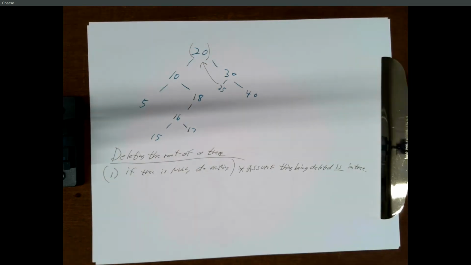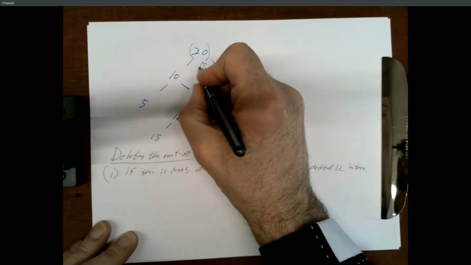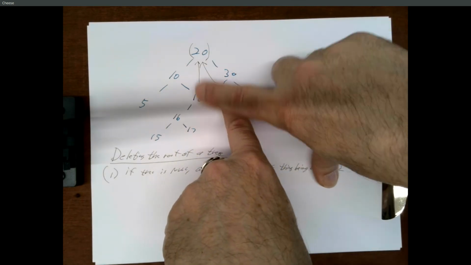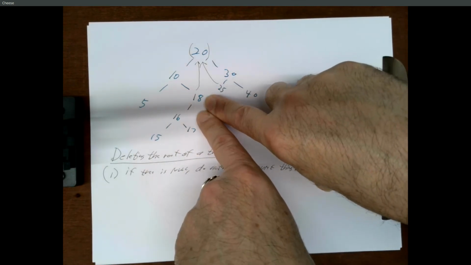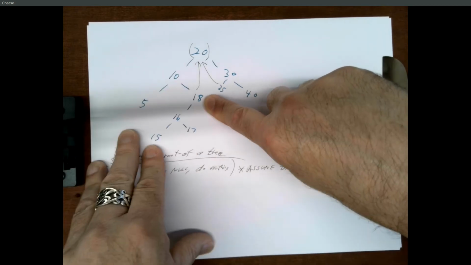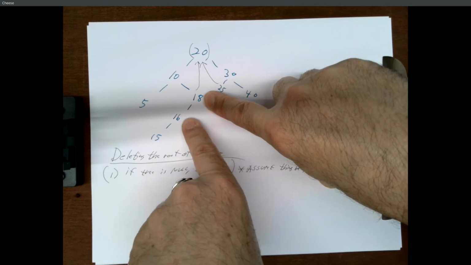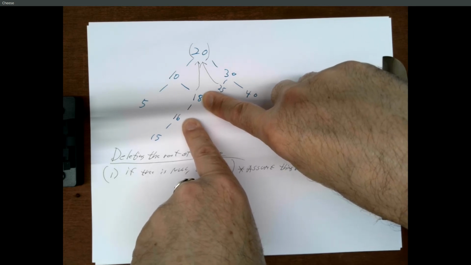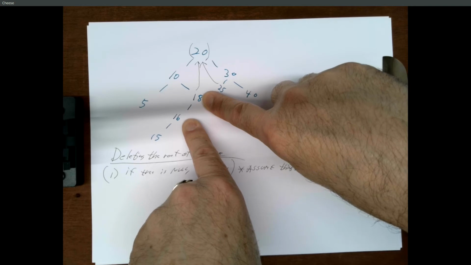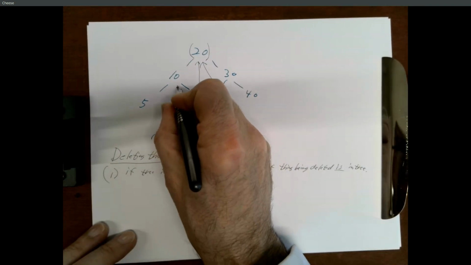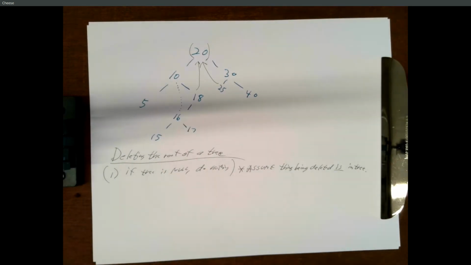You could also do the 18, and the same logic applies. Everything over here is going to be bigger than 18 because it's bigger than 20, which is bigger than 18. And 18 is the largest thing in the left subtree. So everything else over here is going to be smaller than 18, but there's still one issue, which is 18 already has something on the left. Our 16 is going to be orphaned. But we could make 16 an adopted child of 10. And in this case, that works. But we need to know if that always works.